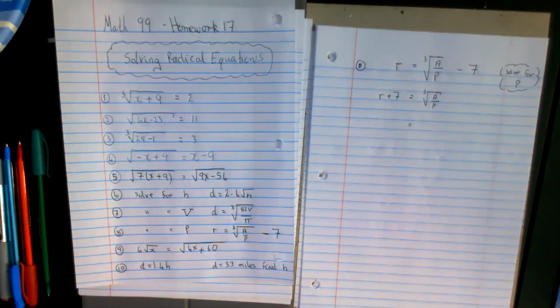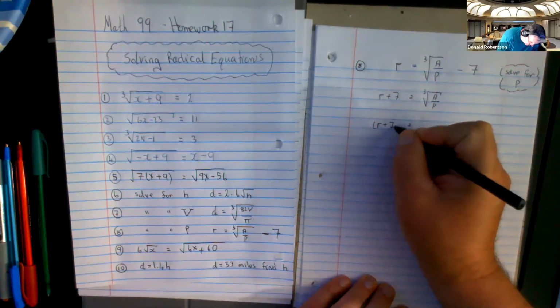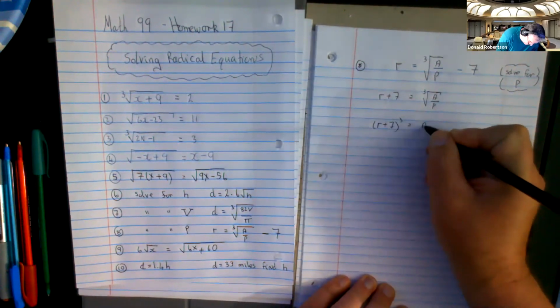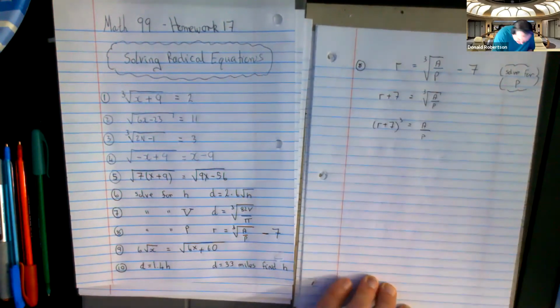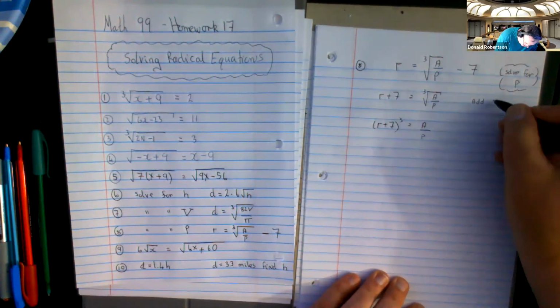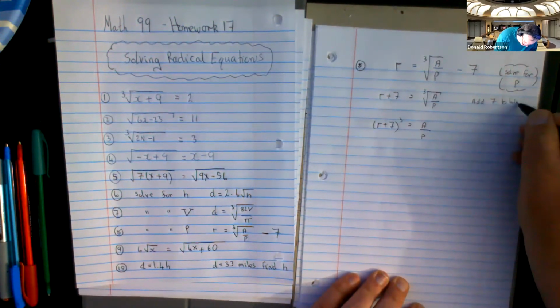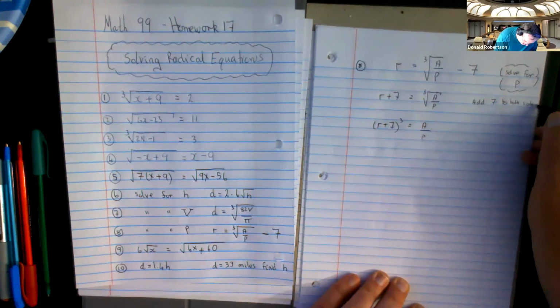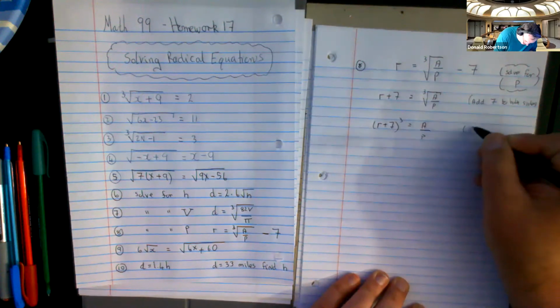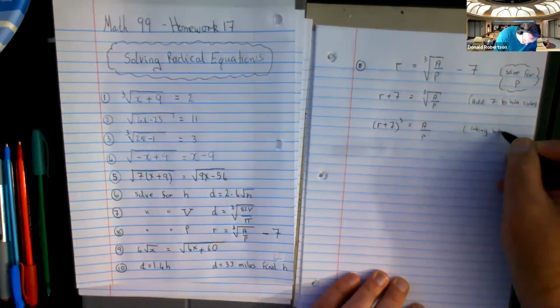Cube both sides? I know what you mean. It's called a cube root, but I know what you mean. You cube both sides, right? I guess I could write what's happening for this one in case you go back and look. So I'm adding 7 to both sides. Cubing both sides.